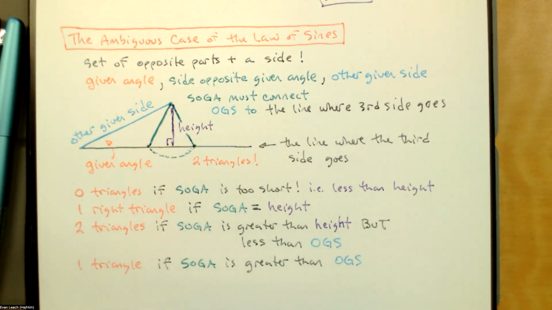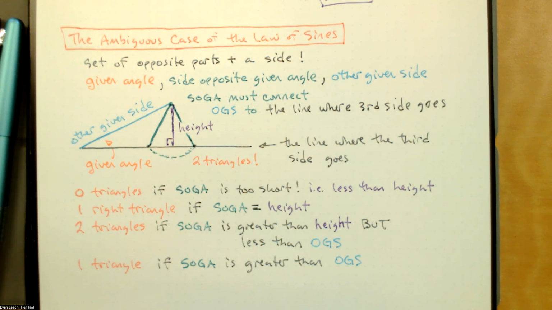There are the four possibilities in the ambiguous case for the law of sine. The setup is to imagine the floor being the line where the third side goes, put an angle on the floor, and have the other given side making that angle, and then trying to fit that side opposite the given angle, connect the other given side to the line where the third side goes.